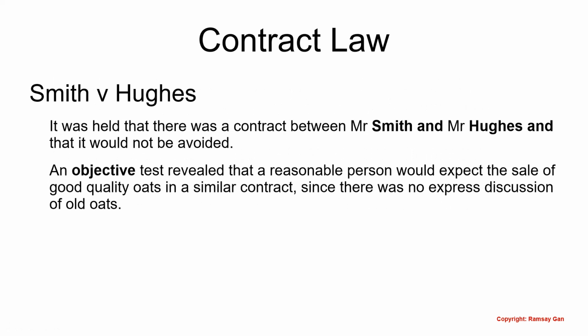This is an example of a real case, Smith versus Hughes. Now, English law is based on precedents, other than coded laws. So this particular case is the precedent, Smith versus Hughes. It was held that there was a contract between Mr. Smith and Mr. Hughes, and that it would not be avoided. The objective test revealed that a reasonable person would expect the sale of good quality oats in a similar contract, since there was no express discussion of old oats.